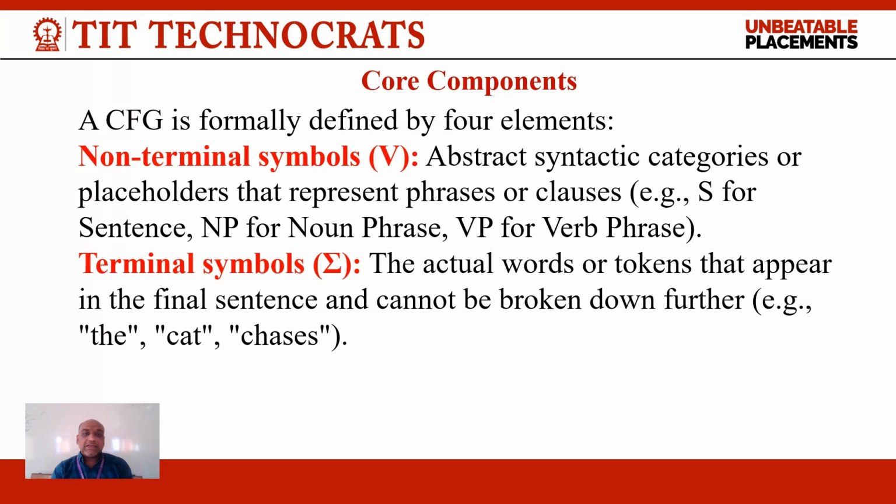Core components. A CFG is formally defined by four elements: variable, terminal, production, and start symbol. Variables, also called non-terminal symbols, are abstract syntactic categories or placeholders that represent phrases or clauses, such as S for sentences, NP for noun phrases, VP for verb phrases. Terminal symbols are the actual words or tokens that appear in the final sentence and cannot be broken down further. Likewise, the, cat, chases.